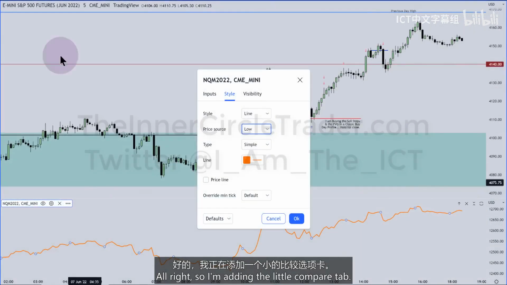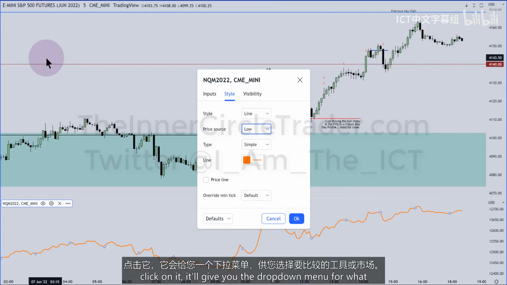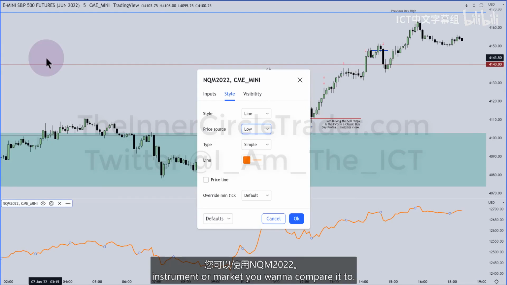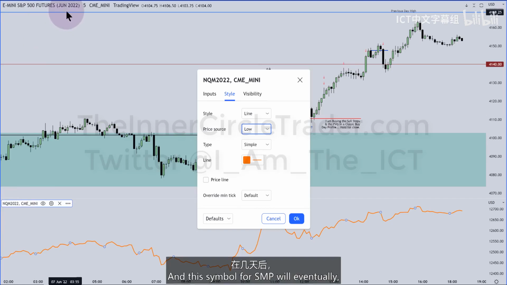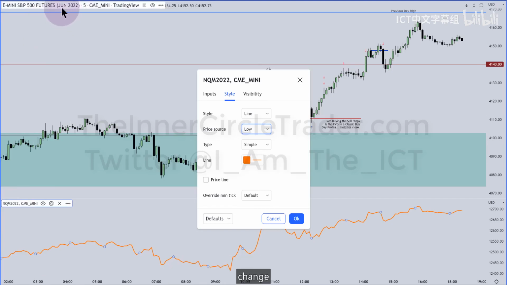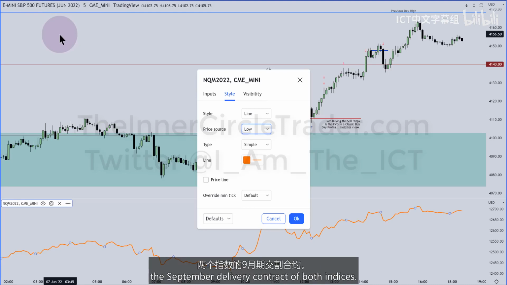All right. So I'm adding the little compare tab. It's a little plus symbol up here. If you go into your TradingView, click on it, it'll give you the drop down menu for what instrument or market you want to compare it to, and you use NQM2022, this is going to change to NQU2022, and this symbol for S&P will eventually, in a few days, change to ESU2022, and it will be basically tracking the September delivery contract of both indices.